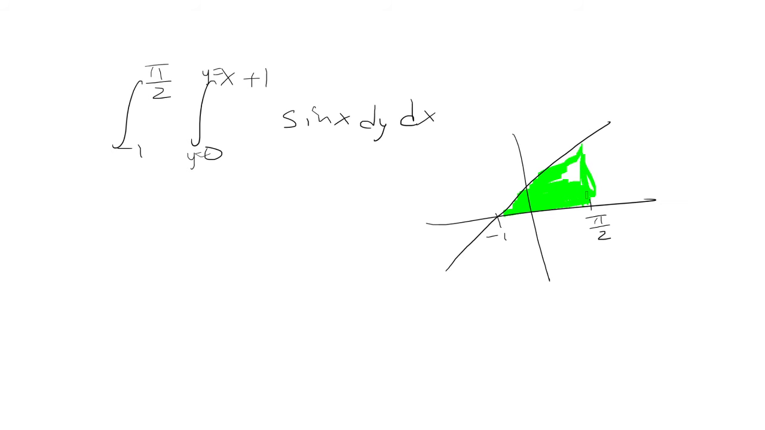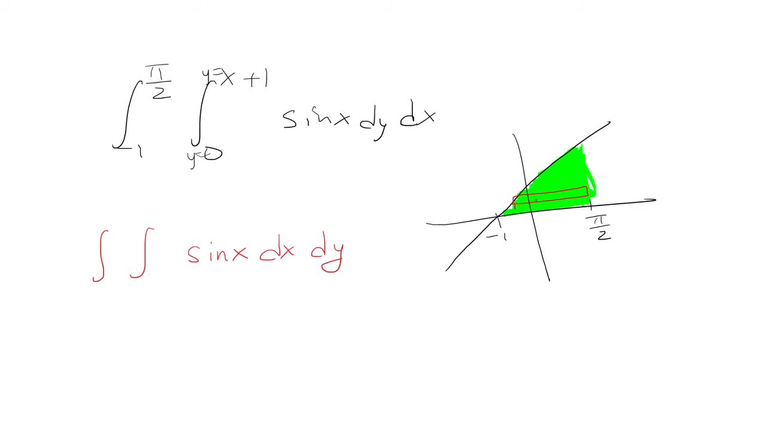And you want to stop here at pi over 2. Now let's change the order of integration. That means we have to go dx and then dy. Okay, so x will be left to right.